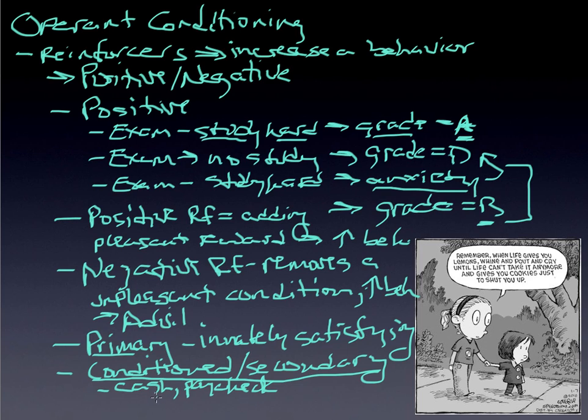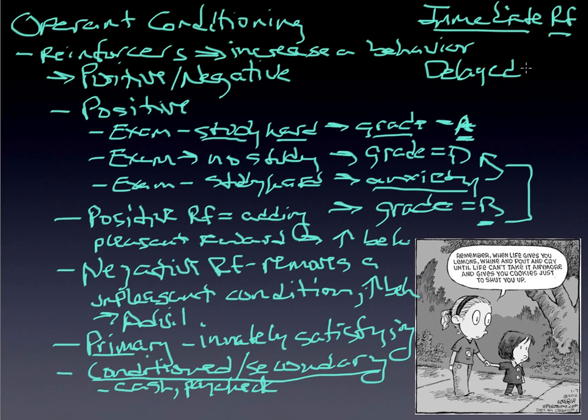Two other ones to mention. One is immediate, which is kind of self-explanatory. I do a particular behavior and I get an immediate reward or reinforcement. In this case, that's what we're talking about. Or you also have a delayed reinforcer, which would be similar to a paycheck, which is delayed by 3 weeks in a lot of cases, or even a month. So a delayed reinforcer or an immediate reinforcer.